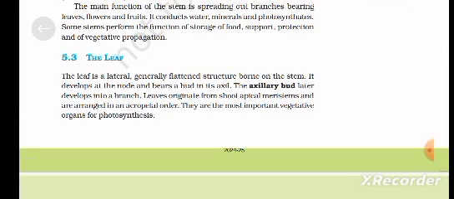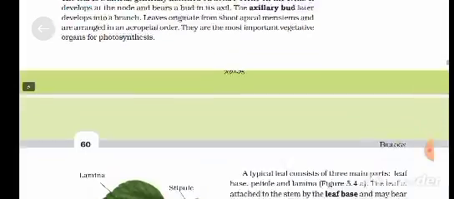The leaf. The leaf is the lateral, generally flattened structure borne on the stem. It develops at the node and bears a bud in its axil. The axillary bud later develops into a branch. Leaves originate from the shoot apical meristem and are arranged in an acropetal order. They are the most important vegetative organ for photosynthesis.